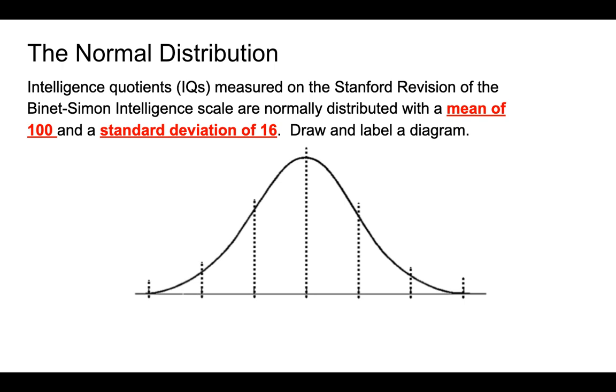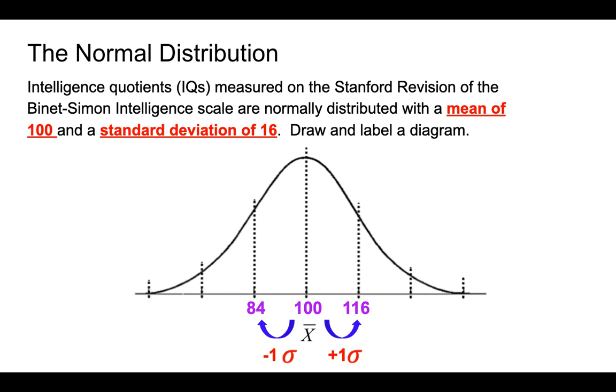A mean of 100. So in a normal distribution, the mean and median are the same. So we're going to put 100, and remember that symbol is our mean. The standard deviation of 16. As Mrs. Van Norman said, the standard deviation is the average distance from the mean. So we're going to take a standard deviation of 16 in both directions, positive 16 and negative 16.